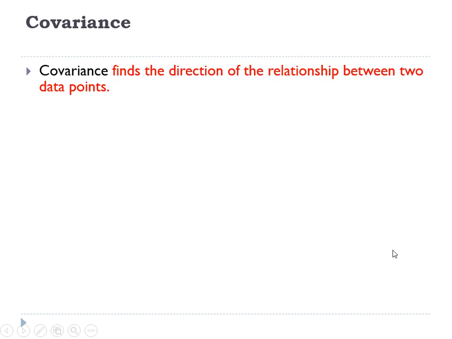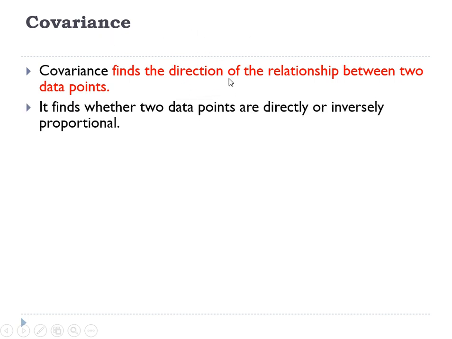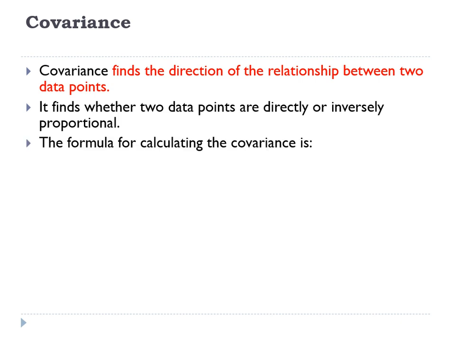Coming to covariance, covariance finds the direction of the relationship between two data points. So covariance is all about direction. It finds whether the two data points are directly proportional or inversely proportional. So you're finding the relationship between two data points, particularly the direction.